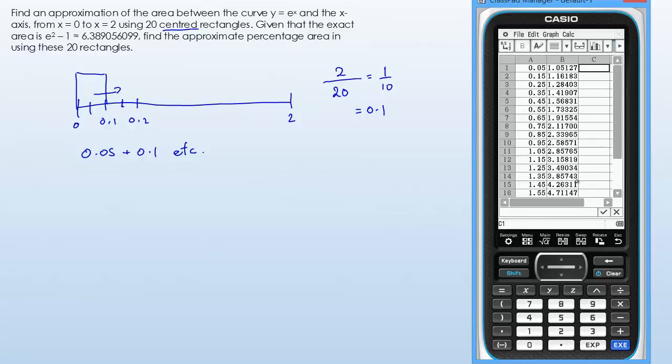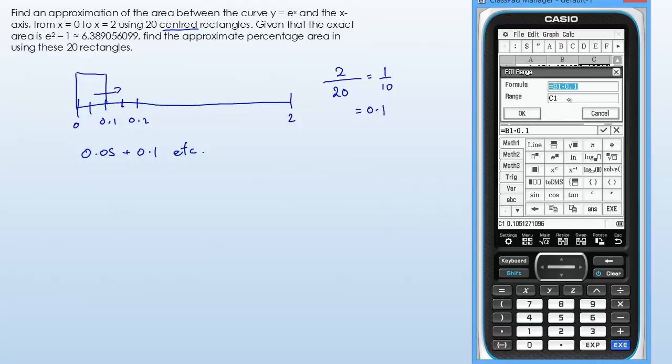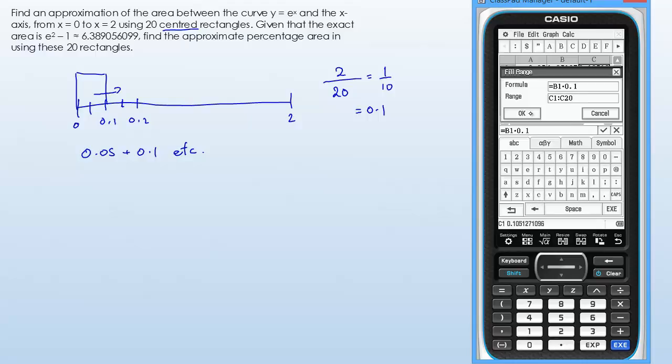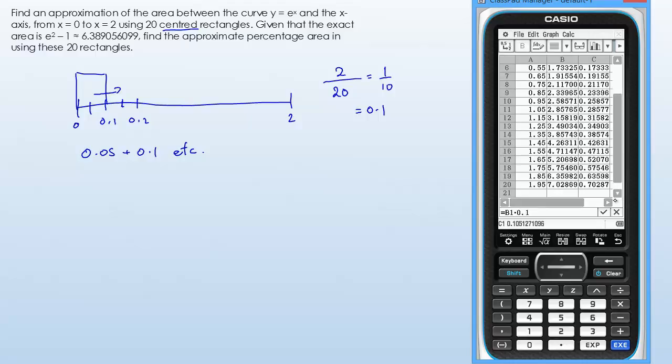And then we want to multiply each of those by the width, so that's going to be equal to that, and the width of each of the rectangles is 0.1. So 0.1, and again we'll fill that down. So edit, fill range, C1 to C20. Okay.